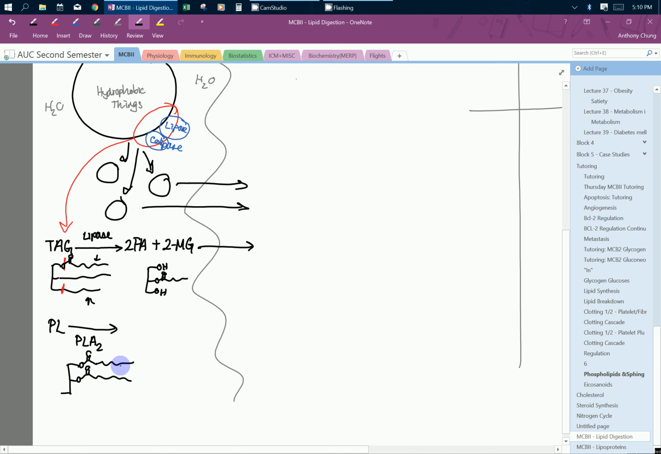Can everyone see these? Yep. Is it big enough? Okay. And then you have a phosphate group, and then that's linked to a head group. Phospholipase A2 cleaves somewhere right here, and that gives you a lysolecithin. I'm not going to redraw this, but this molecule is called lysolecithin.